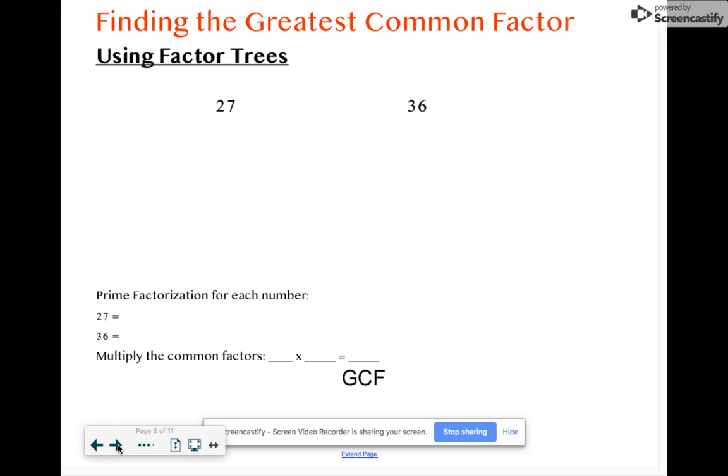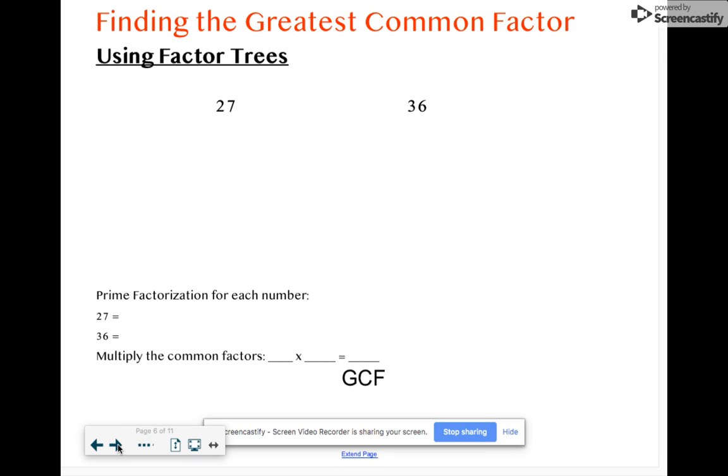Now, if finding factors using your multiplication facts is not your strong suit, you can always use factor trees. Last week we used factor trees to find the prime factorization. You can use that to help you find the greatest common factor. And this is how it's going to work.